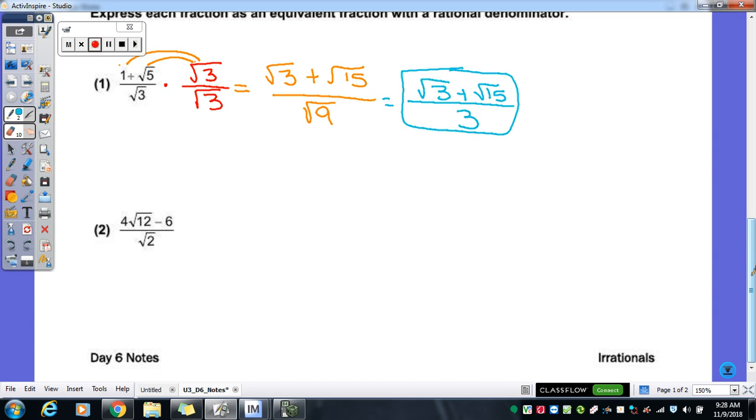All right, let's try number 2. What are we going to multiply for number 2? Radical 2. Just whatever's in the denominator, so we're multiplying by radical 2. So distributing up top, we would get 4 radical 24. And then times that negative 6 makes it negative 6 radical 2.